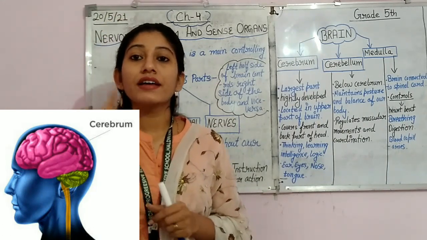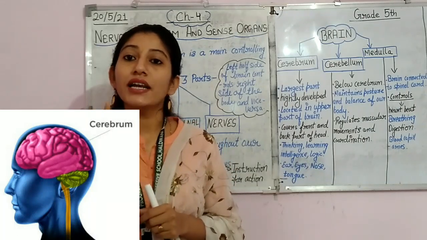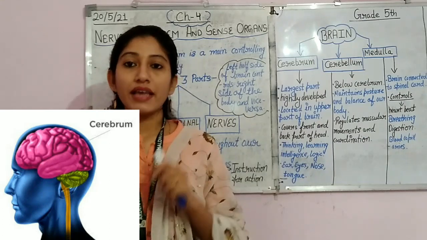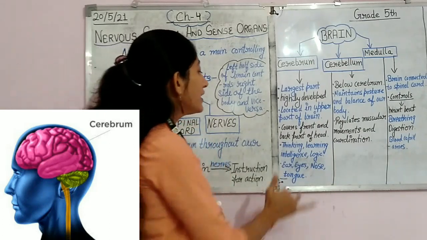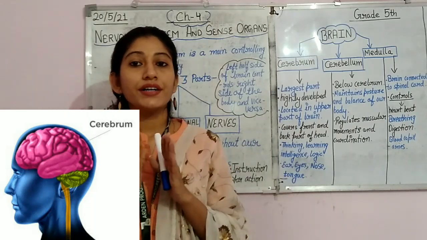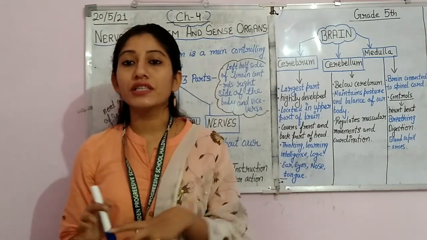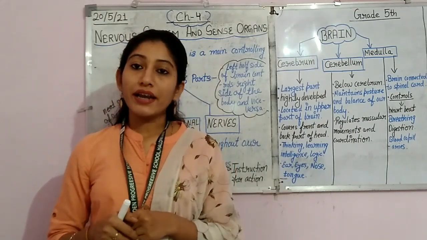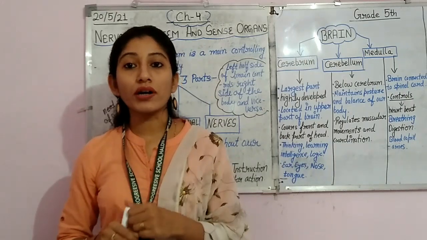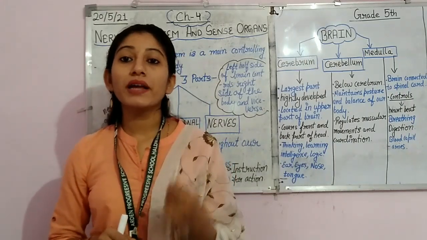That's why we said that cerebrum is the largest part of the brain. Now what is the role of the cerebrum? We have discussed the portion of the cerebrum. Now let's discuss the role of the cerebrum, why cerebrum is important, what role it plays.